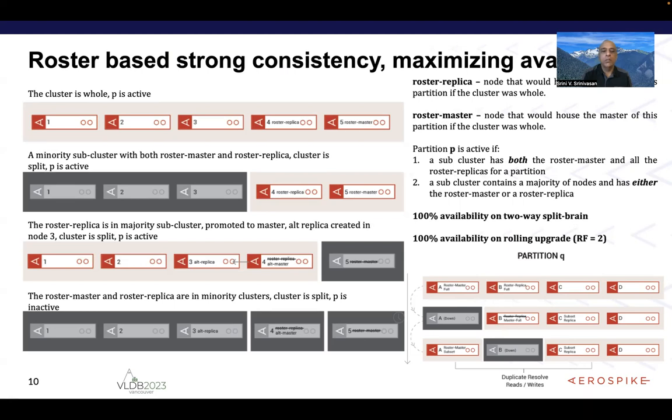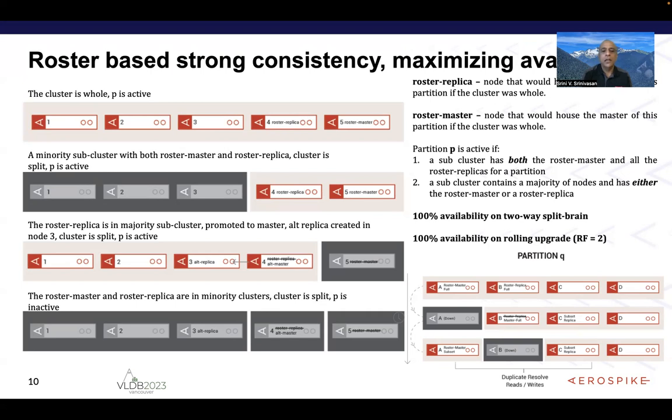So when a minority subcluster is formed, then everybody knows where the roster replica and roster master for partition P are. In this particular case, nodes 1, 2, and 3 break off. They do not have any of the copies of the partition P, whereas the smaller cluster, the 2-node cluster, has them, and that actually leaves that partition live in that particular cluster for both availability and consistency.